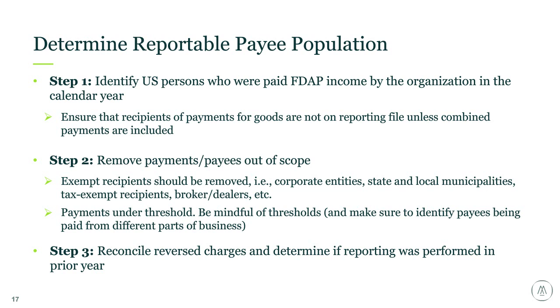Step 3, reconcile reverse charges. I don't see this a ton, but there are definitely situations where payments are reversed, especially at the end of year, where you notice something needs to be reversed. You wouldn't want it to accidentally get into your reporting population, and then your vendor gets a 1099 and says, what the heck's going on? This payment was reversed. And then you have to file an amended return, zeroing it out, and you're subject to potential late filing fees. So just make sure any reverse charges are not included in that reportable population.